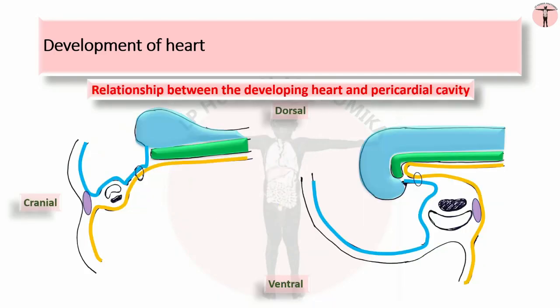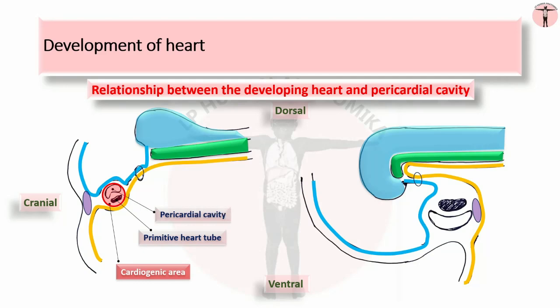Now let us see the relationship between the growing heart tube and the pericardial cavity. The pericardial cavity is developing from the intraembryonic coelom. In the beginning of the development, the cardiogenic area is at the cranial end of the embryonic disc. The developing heart is ventral to the developing pericardial cavity.